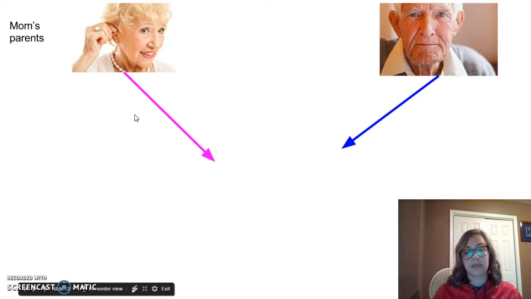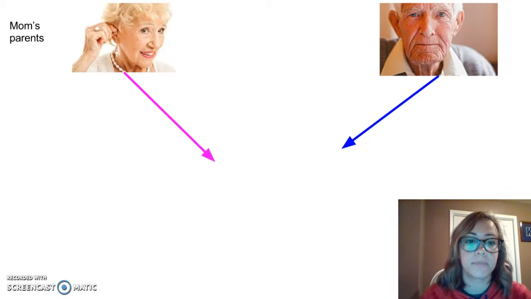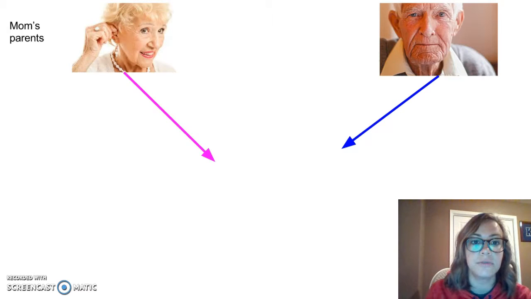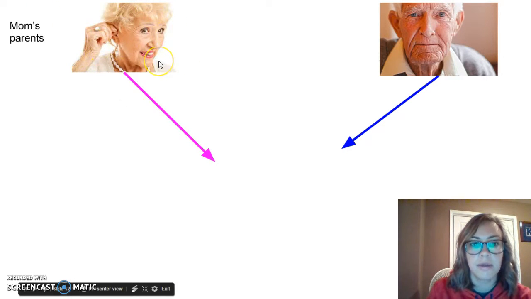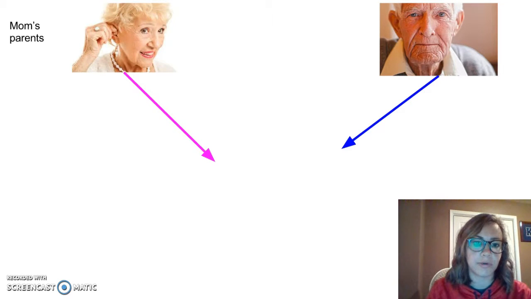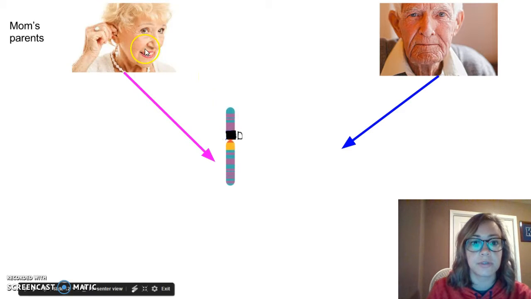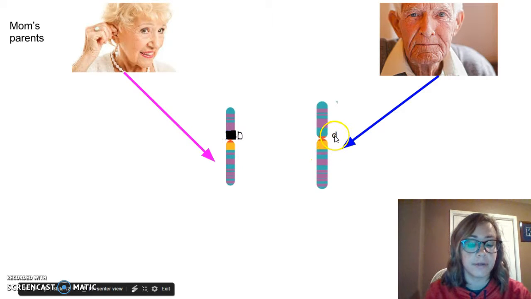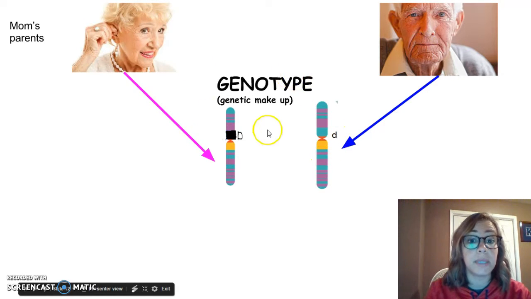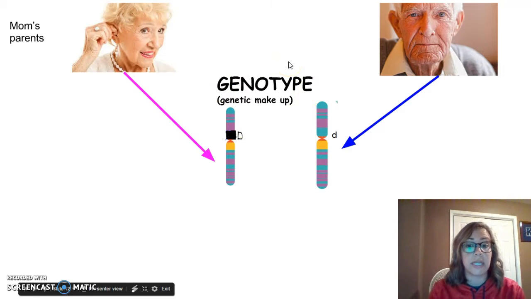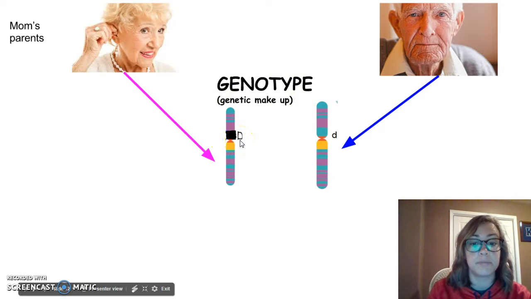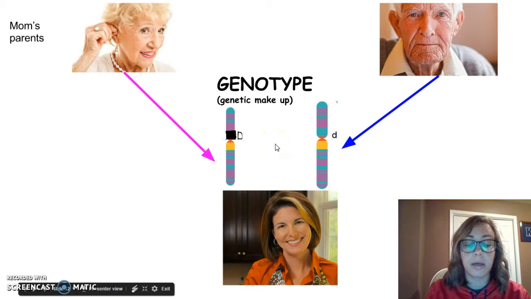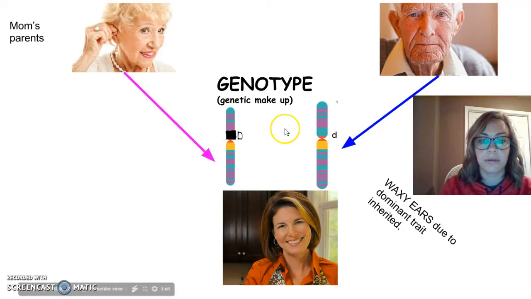So, let's say that our hypothetical parents here, these would be mom's parents, right? So the grandparents of this future baby that has not even been born yet. If mom's parents gave her these alleles, her mom gave her big D, and her dad gave her little d, then that would be her genotype. Remember, that is her genetic makeup. Her genotype would be these letters, big D, little d. Mom would have waxy ears due to that dominant trait.